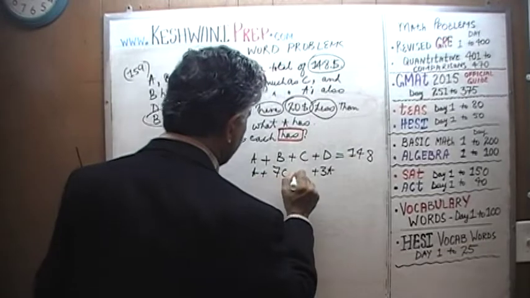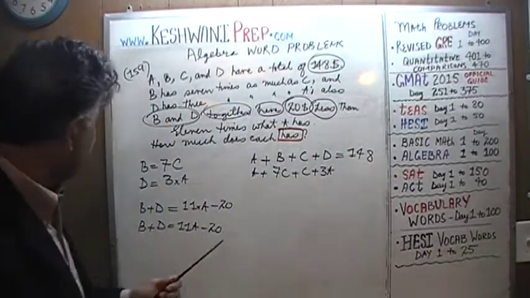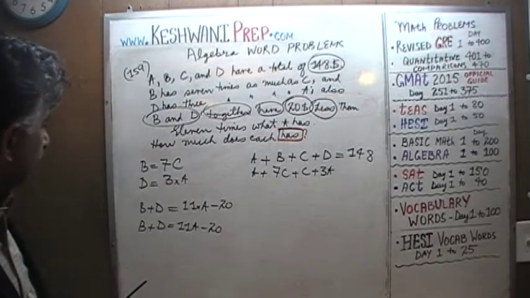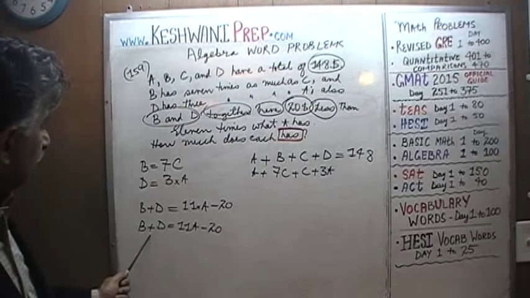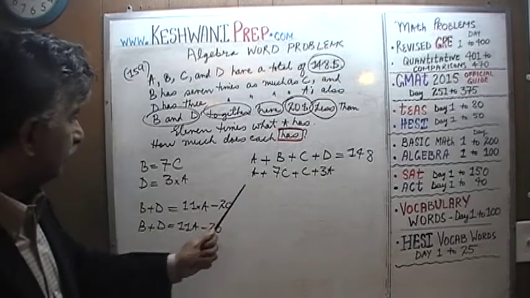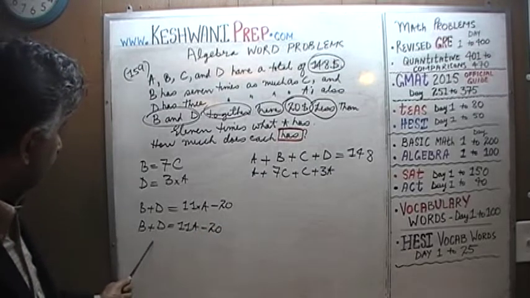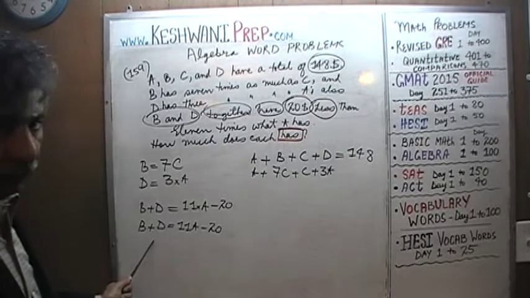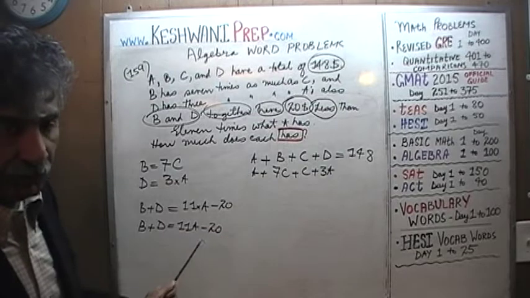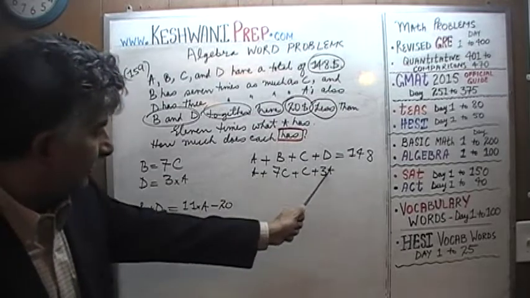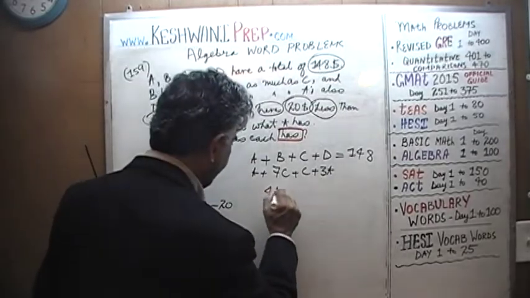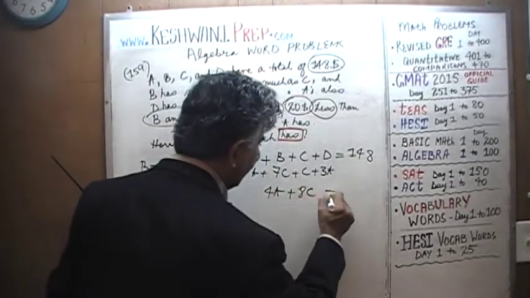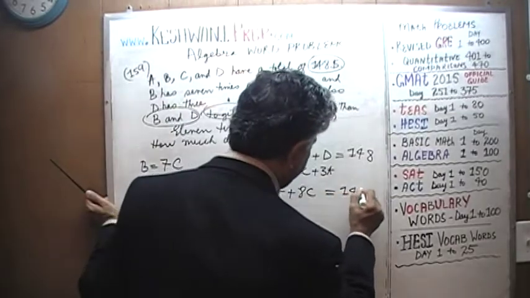A plus C. Oh, so here we end up with an equation with A and C, but this one gives us B and D. Okay, watch what happens. Let's first finish this thing before we worry about that part. So A plus 3A is 4A, and 7C plus C is 8C, and that has to equal 148.